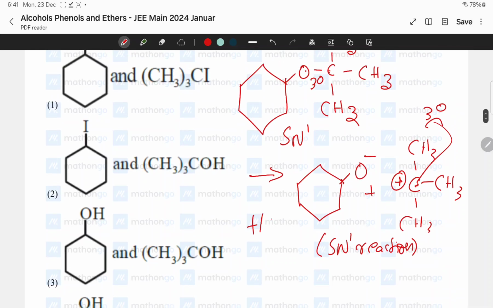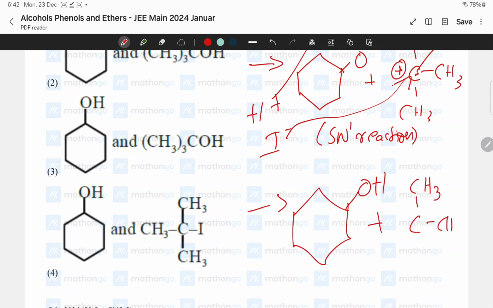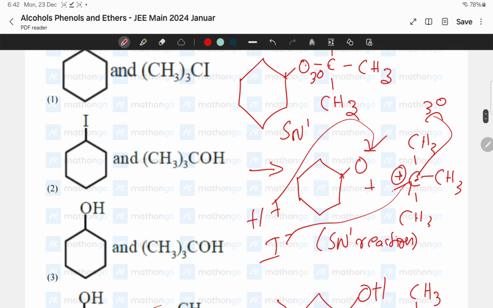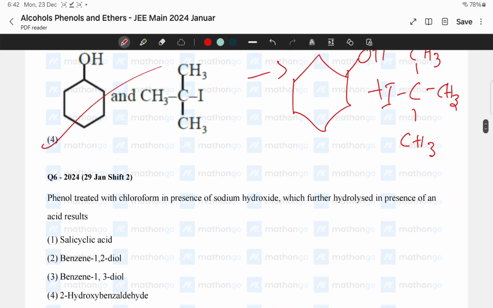Now, H plus is there in the medium, and I minus is also there. I minus goes and joins this carbocation, and H plus goes and joins this oxygen. Hence we get cyclohexyl alcohol plus 2-iodo-2-methylpropane. So the answer will be option 4. This is the reason, the SN1 mechanism. It's very important. One question for sure will come from this type of thing from pages 217 and 218 of NCERT in your JEE Main 2025. I'm sure about that.